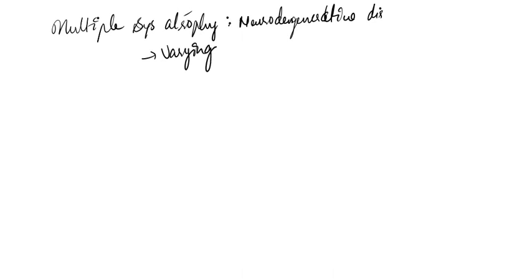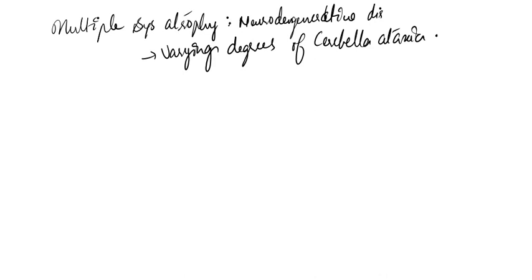Multiple system atrophy is actually a sporadic neurodegenerative disease. You can take it as MSA, that is multiple system atrophy. It is one of the synucleinopathies. It is a neurodegenerative disease characterized by varying degrees of cerebellar ataxia. Very important statement, guys.